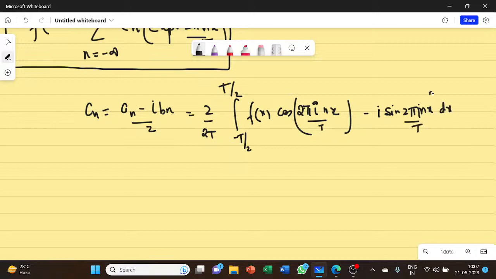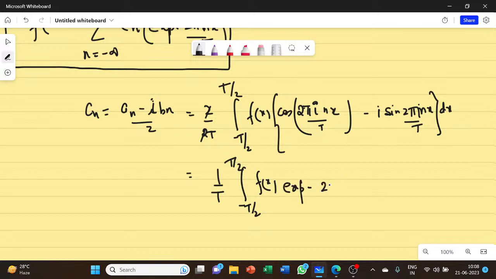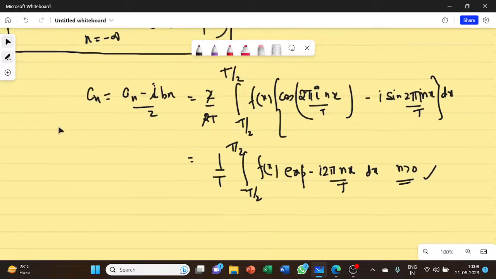And why it is happening this way, why iota accompanies it, because see here, this is iota. So you know what Bn is. Bn can be extracted from f x into sine 2 pi n x upon t, and you just have to place 2 upon t. I think this is quite clear. So I can write it in this fashion: 1 upon t, from minus t by 2 to plus t by 2, f of x, and this is simply e to the power of minus iota 2 pi n x upon t, and this is dx, where n is greater than 0. So this is your Cn.